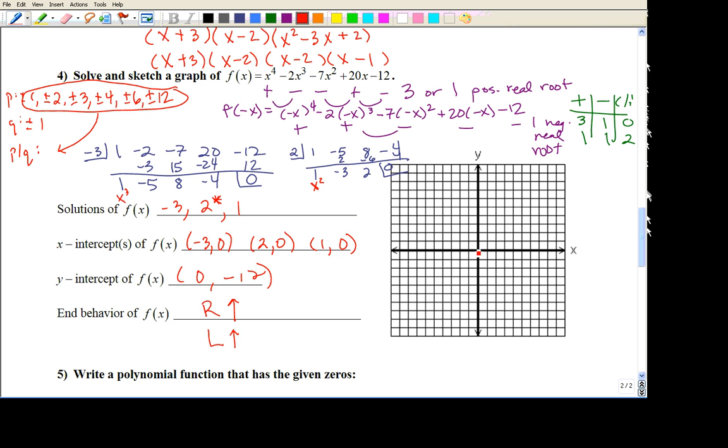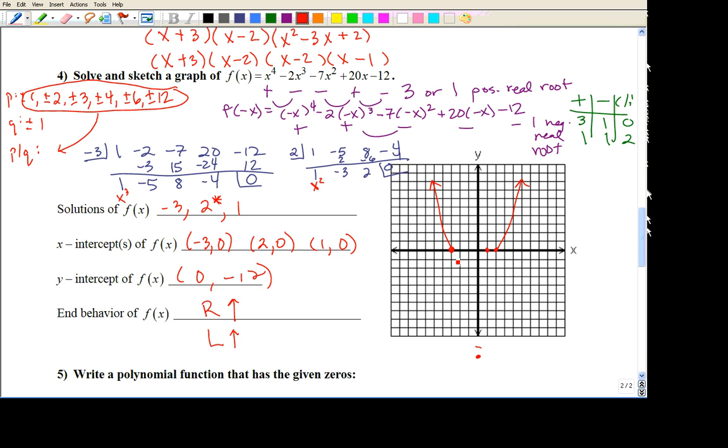So let me graph these x-intercepts. So -3, 2 will happen 2 times, and then 1. We've already figured out the right side will go up, and the left side will also go up. Our y-intercept is at (0, -12), which will be slightly off of our graph. That's okay. And then don't forget that the root at 2 has something special happening there, since it had the multiplicity of 2. It had an even multiplicity.